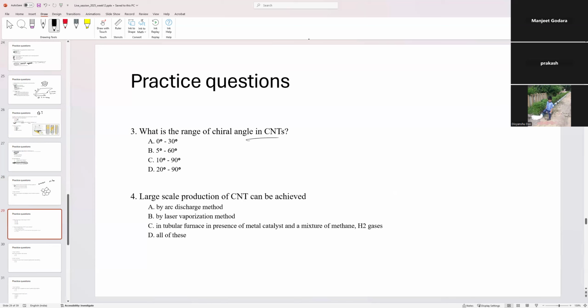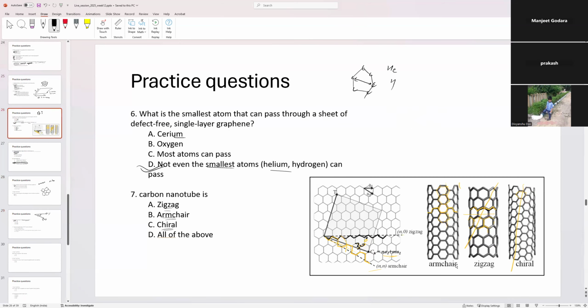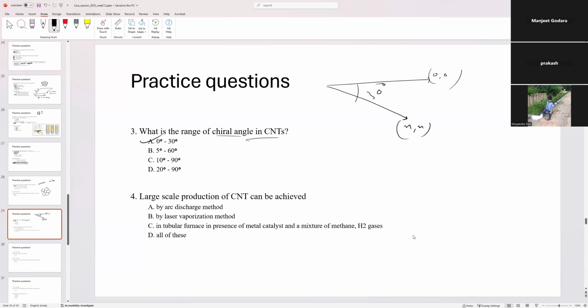What is the range of chiral angle in CNT? You saw it, 0 to 30 degrees. So this direction, this direction. This was 0, which is N, 0. Here again, degrees. And N, N, N, 0.